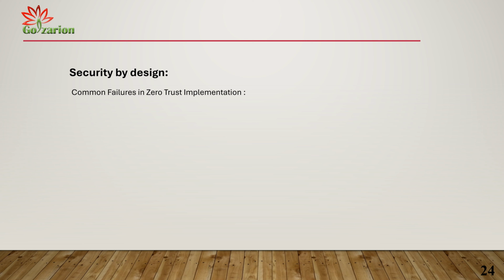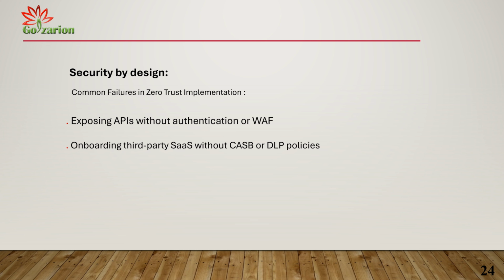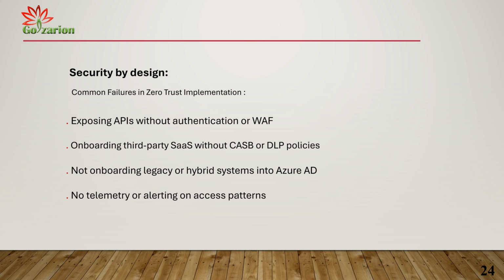The common failures in Zero Trust implementation that I have seen in many organizations are exposing APIs without authentication or WAF, onboarding third-party SaaS without CASB or DLP policies, not onboarding legacy or hybrid systems into Microsoft Entra ID, and no telemetry or alerting on access patterns.